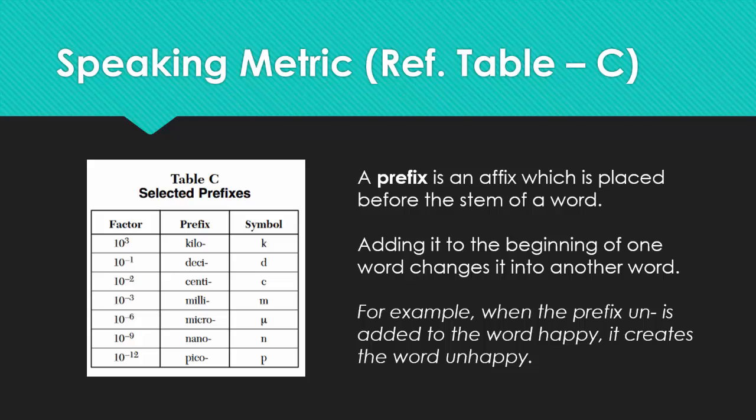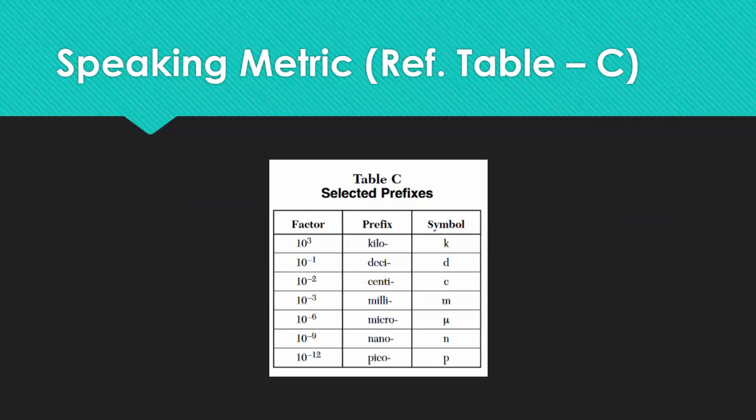So when we're talking about the metric unit, we're also going to be looking at table C on your reference table. And we're going to be talking about prefixes. A prefix is an affix which is placed before the stem of a word. Adding it to the beginning of one word changes it into another word. One common example that we all know is if you take the prefix un and you add it to the word happy, it makes the word unhappy, or the opposite of happiness.